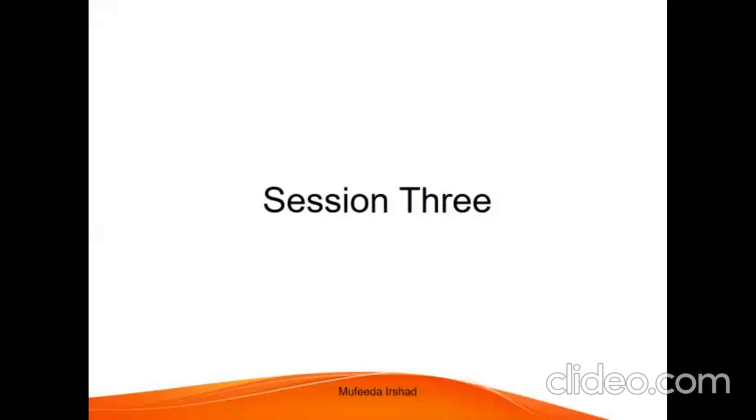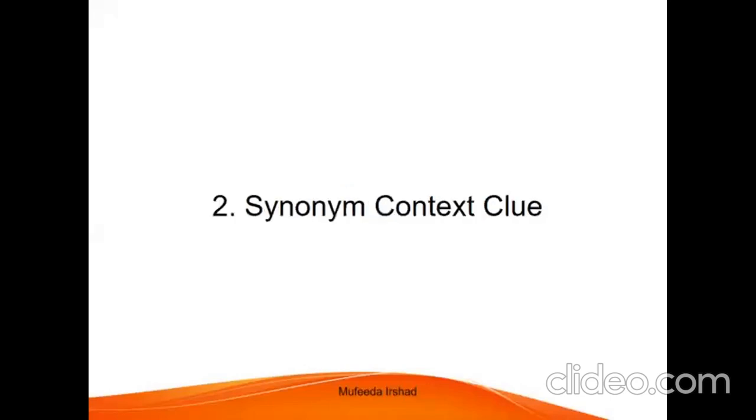Hello, students. This is session 3 of the lesson on contextual clues. In session 2, we looked at definition clues. In this session, we will be looking at synonym clues. What are synonyms? A synonym is a word or phrase that has the same or nearly the same meaning as another word. What then are synonym contextual clues? When a writer uses a similar word to a word for which you might not already know the meaning, we refer to it as synonym clues.